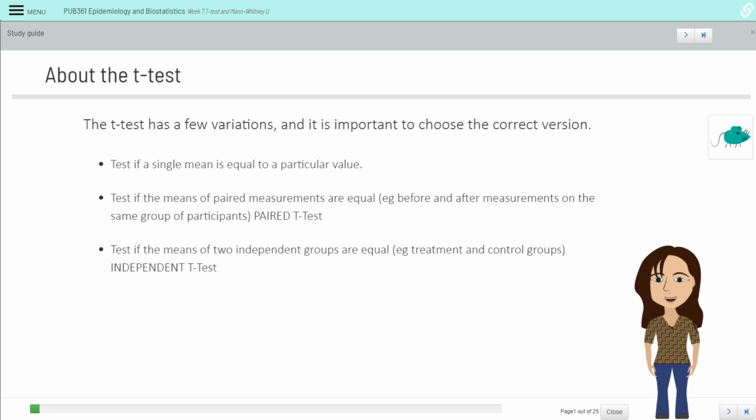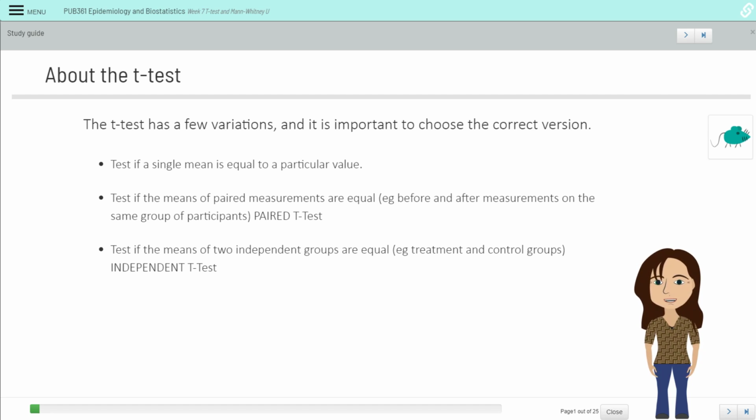So the variations are, we can test if a single mean is equal to a particular value. This is quite uncommon because it's a very simple test, and so you won't see this too often by itself. It can form part of an omnibus of tests for something else, and we will see it when we look at regression and some other things.